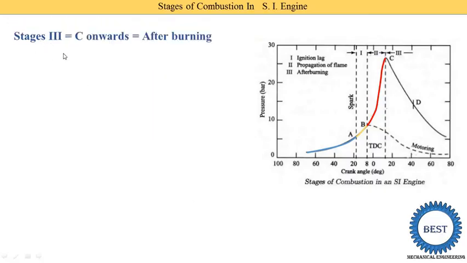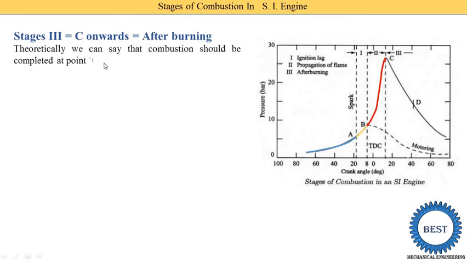Okay, and the last stage is stage number 3. It is point C onwards, the after burning. Here it is written C onwards, but it is the C to D region. Up to point D the complete combustion takes place. From the name, after burning, you can understand what it means. According to theory, the combustion is completed at point C, meaning complete combustion of the fuel takes place up to point C. But in actual engines, combustion that takes place after point C is known as after burning.